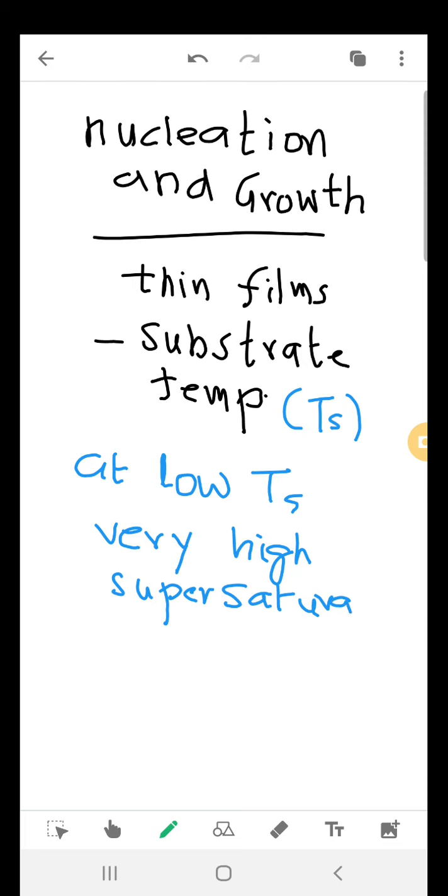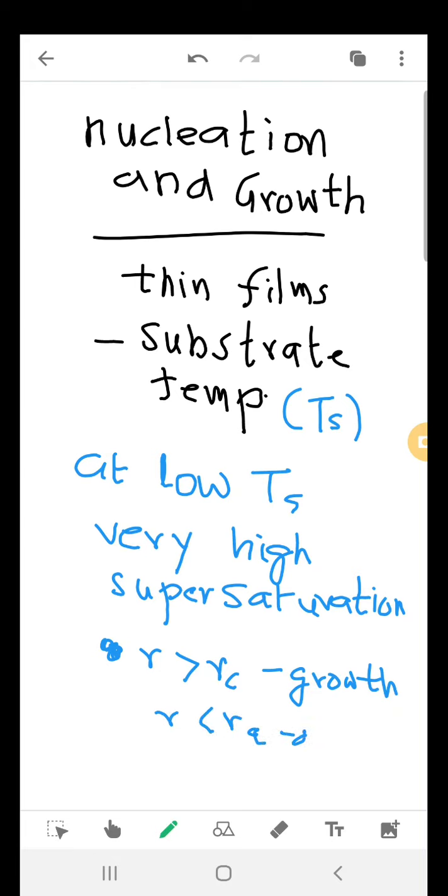Supersaturation, and we all know that when there is nucleation and growth taking place, first there is the nucleation of the crystallites, the nuclei are formed, and they start to grow by attracting atoms towards each other. At a certain point of time, when the radius is greater than the critical radius, only then does the growth of these nuclei take place. Else if R is less than the critical radius, then they again dissolve into the main solution, the solid solution.